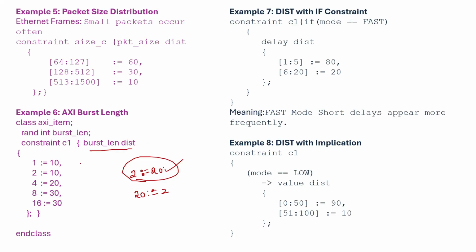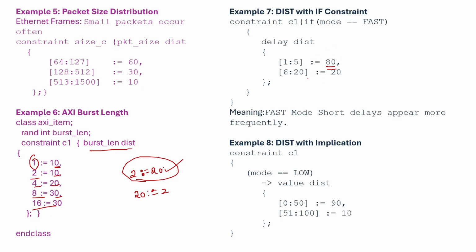So same thing, burst length. Length 1, 10 times; 2, 10 times; 4, 20 times; 8, 30 times; 60, 30 times. Here the range is from 1 to 5, which is 80%, right? So 1, 2, 4, 5 will repeat 80 times. When a percentage is mentioned, if we assign like this, it will repeat 10 times. That is 80%.